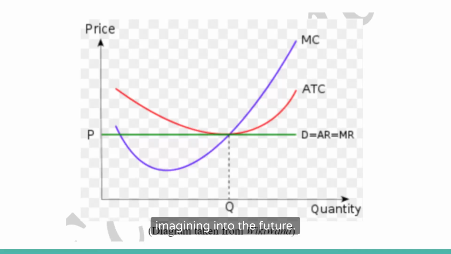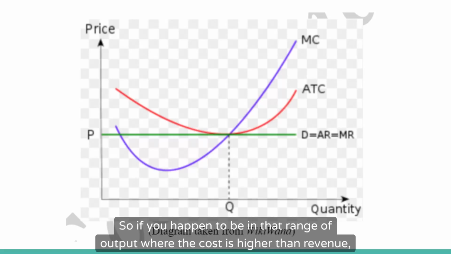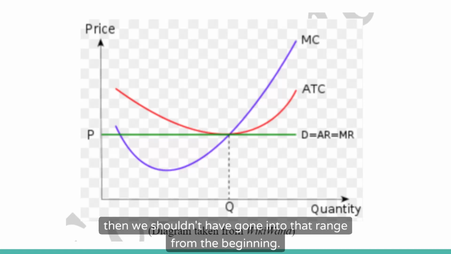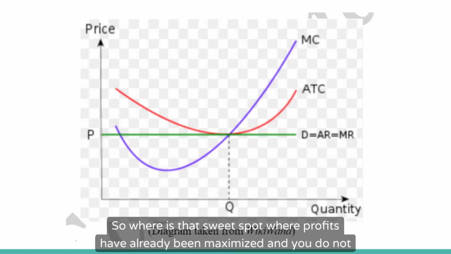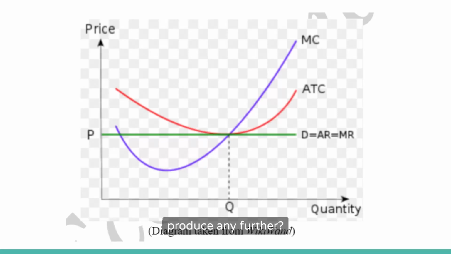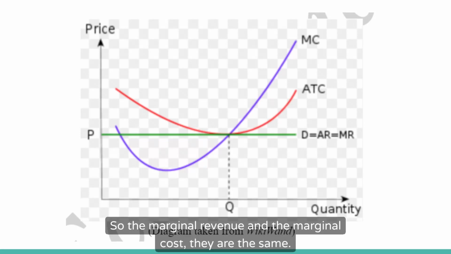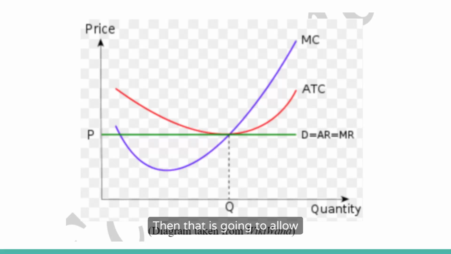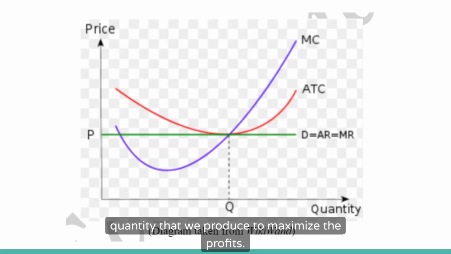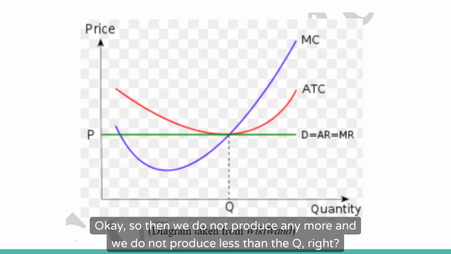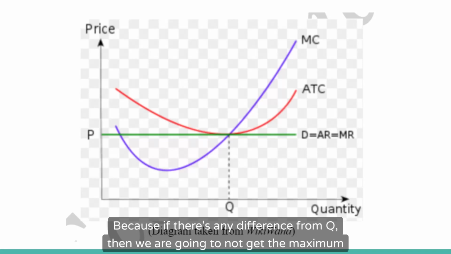Let's say now you are imagining into the future. If you happen to be in that range of output where the cost is higher than revenue, then we shouldn't have gone into that range from the beginning. So where is that sweet spot where profits have already been maximized and you do not produce any further? That is where MR equals MC. The marginal revenue and the marginal cost are the same. Then that is going to allow the quantity that we produce to maximize the profits. So we do not produce any more, and we do not produce less than Q, because if there's any difference from Q, then we are not going to get the maximum profits.